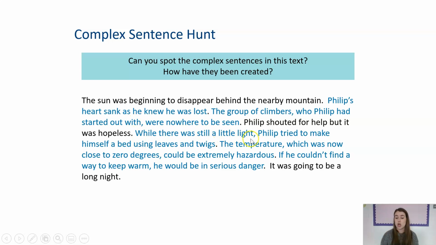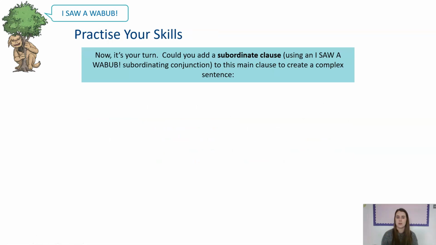while there was still a little light, comma, so we've now started with our subordinate clause. The temperature, which was now close to 0, so another embedded relative clause, and if he couldn't find a way to keep warm, comma, so there we started with our subordinate clause. So you can see the different variations of how we do it. So here we've got it at the end of the sentence, here we've got 2 embedded clauses, and then here we've got it at the beginning of the sentence, so we can move it in 3 different places. Okay? So you guys now are going to have a go at practicing this one on your own.